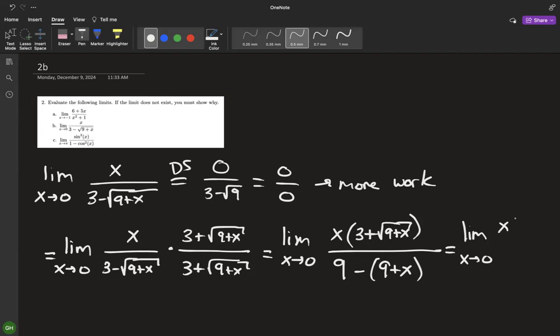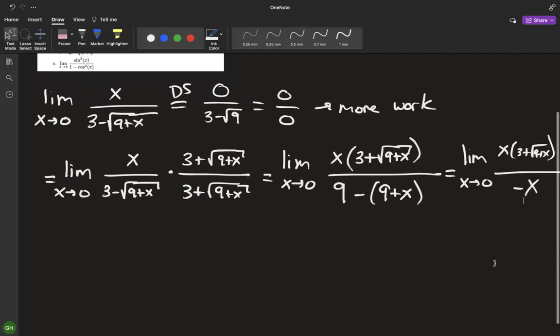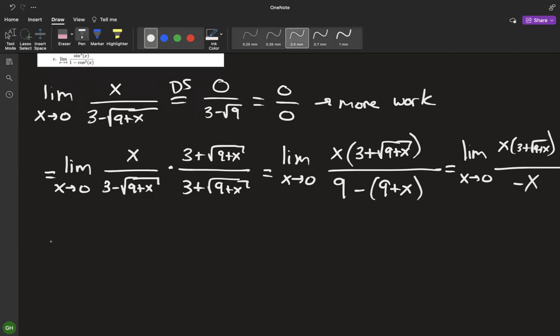All right, so this is going to be x times 3 plus root 9 plus x over 9 minus 9 plus x, where the 9s cancel, which leaves me with a negative x on the bottom. Now I see there's an x on the top and bottom. I'm going to cancel those out. Limit as x goes to 0 of 3 plus square root 9 plus x over negative 1.